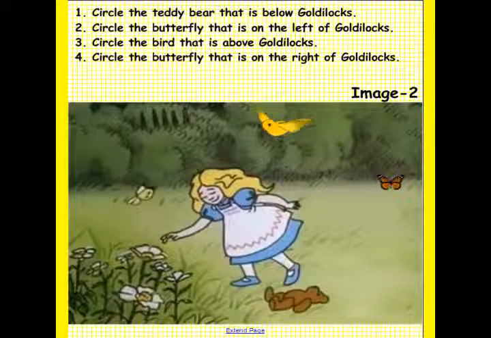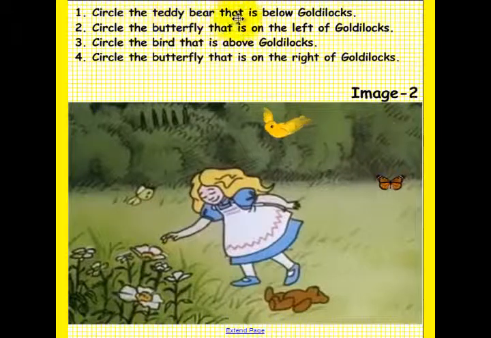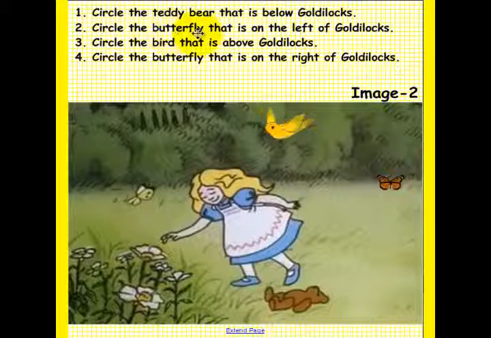We should have a new student up on the smartboard for this next assignment. This is image 2. We would first like for you to circle the teddy bear that is below Goldilocks. Number 2, circle the butterfly that is on the left of Goldilocks. And number 3, circle the bird that is above Goldilocks. And number 4, circle the butterfly that is on the right of Goldilocks. Please pick up a pen and do that now. And when done, place the pen back in the tray and we will provide you with the answers.